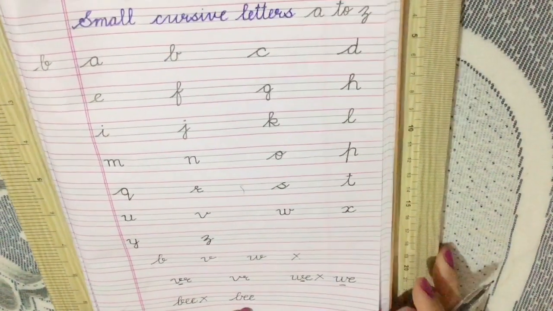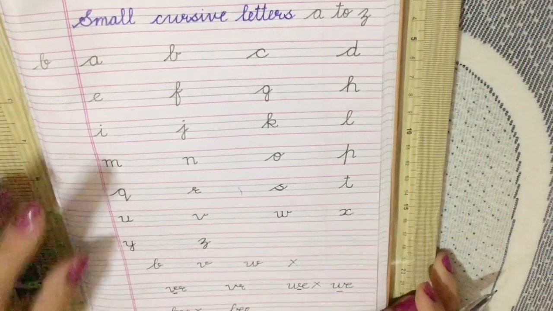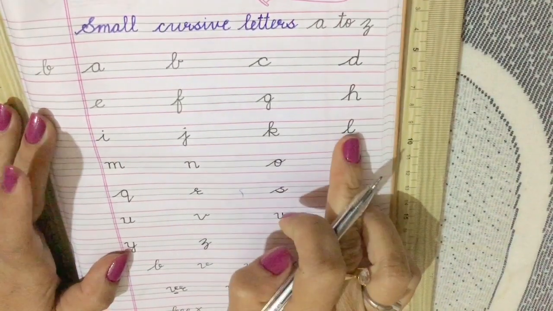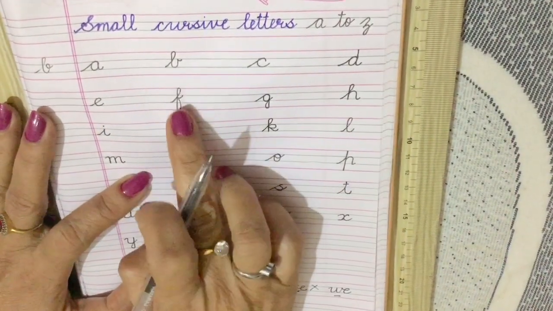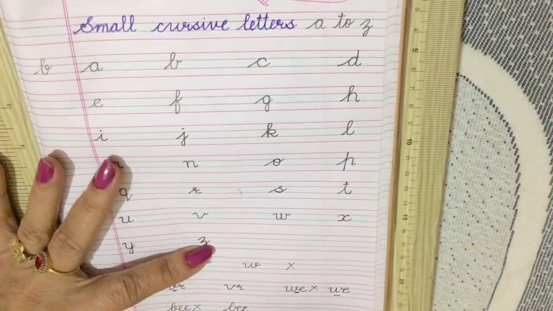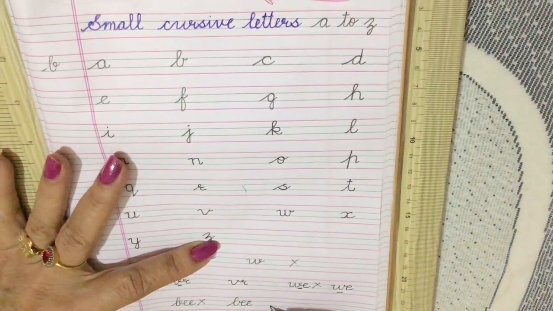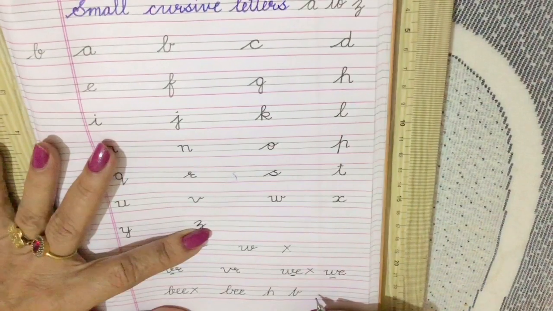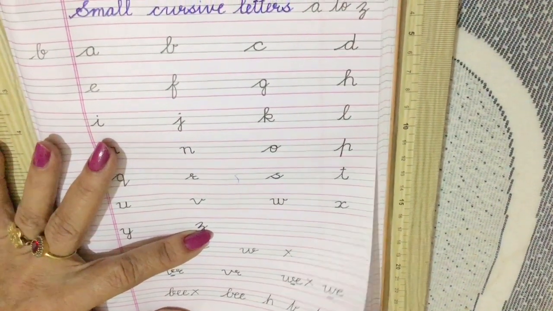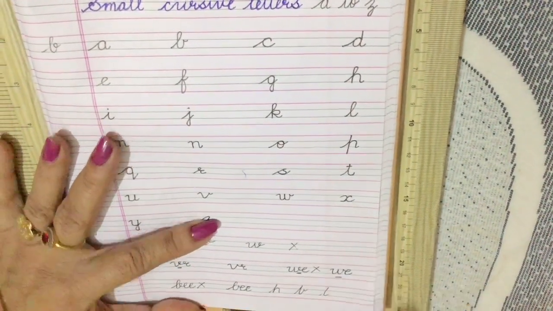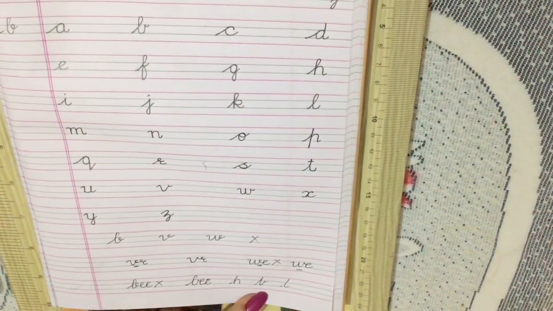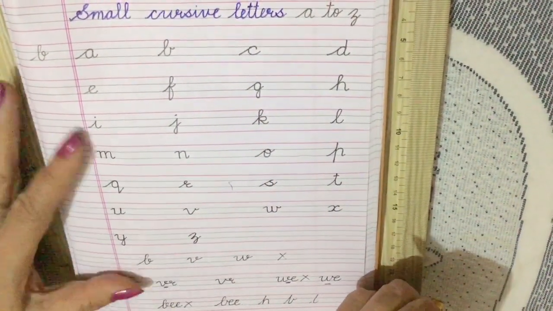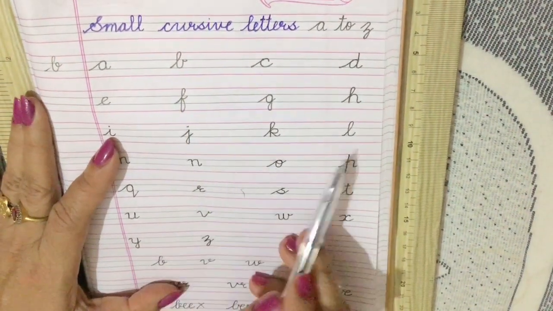And one more thing I want to tell you, that whenever you are writing letter B, F, H, K, L, always make these loops. Most of the children are not making the loop. They are writing H like this, they are writing B like this, they are writing L like this. So it is not easy to read these letters. But when you make the loops, you will clearly read the letters, and this is the correct formation.